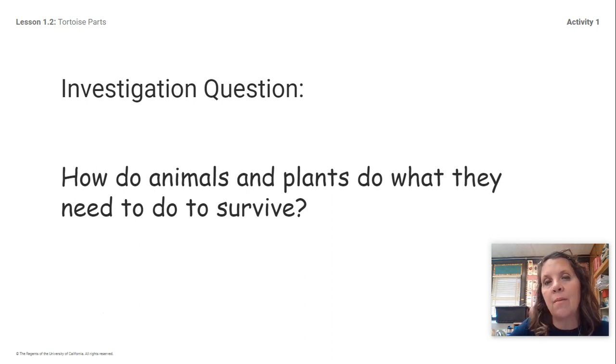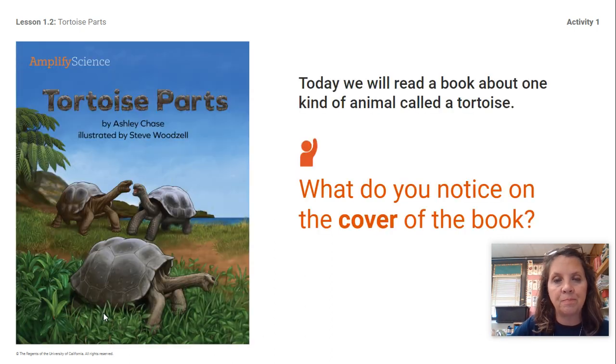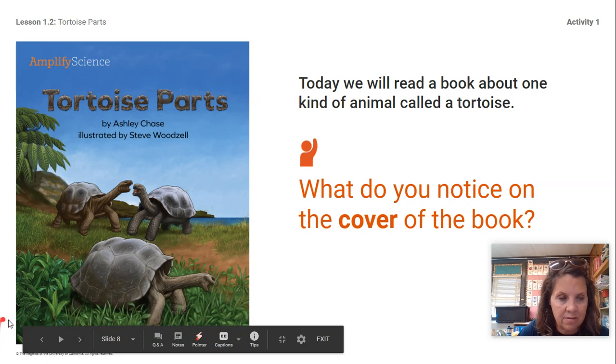When I think about your family, what they need to do to survive is go to a store to get food, right? Your family probably has to get you a place to live and make sure that the bills are paid so that they can keep that place to live. Well, animals and plants, they don't necessarily have stores or houses that they can live in to stay safe. So we have to find out, what do they do? So today we're going to read a book about one kind of animal called a tortoise. What do you notice about the cover of the book? Let's pause so you can answer.